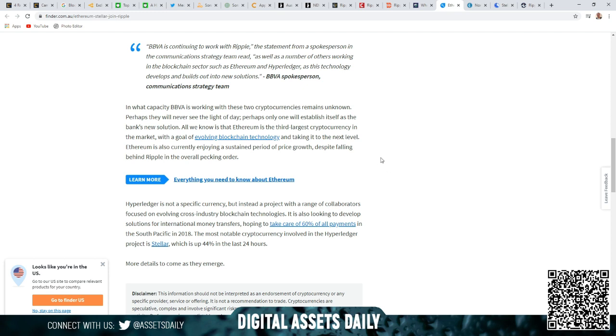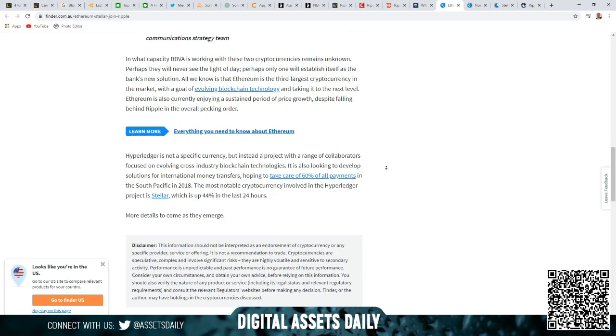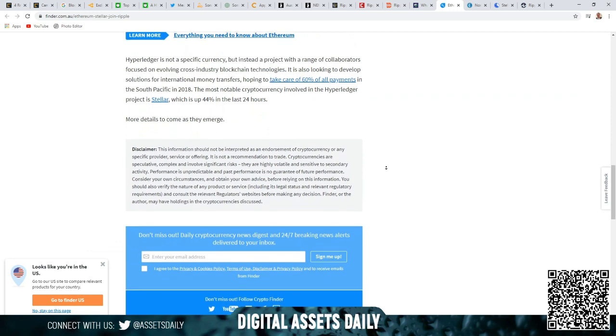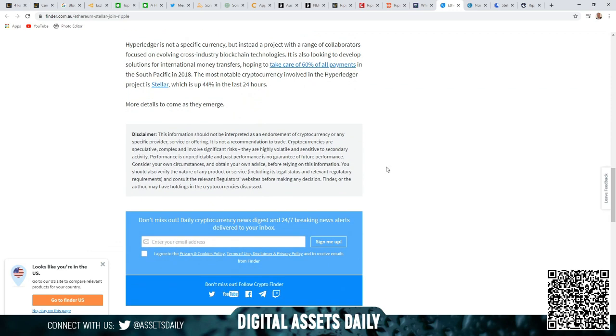And into the article a little bit more, you have Hyperledger is not a specific currency, but instead a project with a range of collaborations focused on evolving cross-industry blockchain technologies. It is also looking to develop solutions for international money transfers, hoping to take care of 60% of all payments in the South Pacific in 2018. Most notable cryptocurrency involved in the Hyperledger project is Stellar.